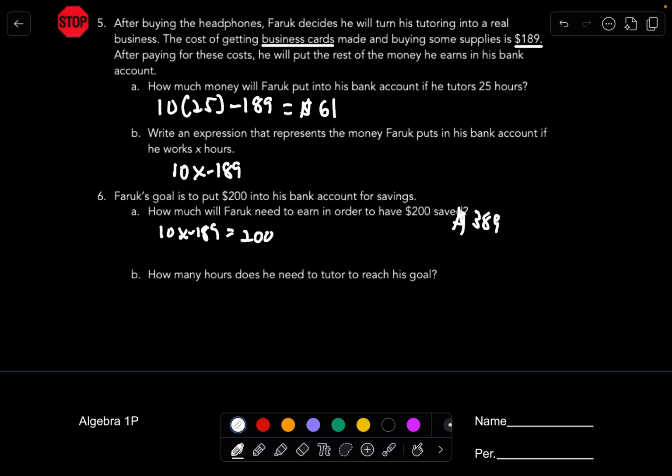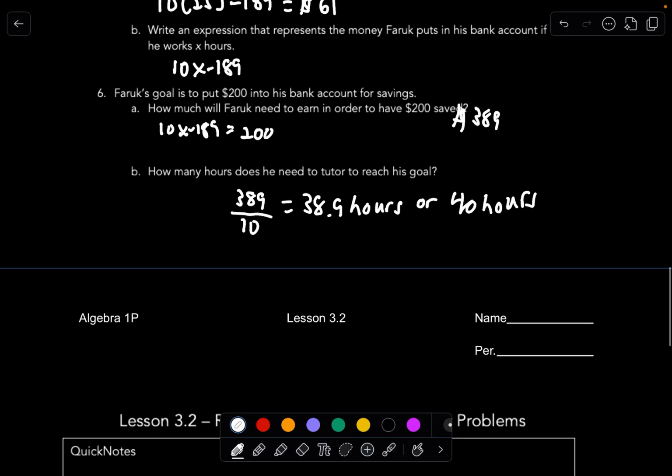How many hours does he need to tutor to reach this goal? Well, it would be the $389 he needs divided by 10, because that's the money he gets per hour. And that equals 38.9 hours. Or you could just say 40 hours. Okay. So there you go.